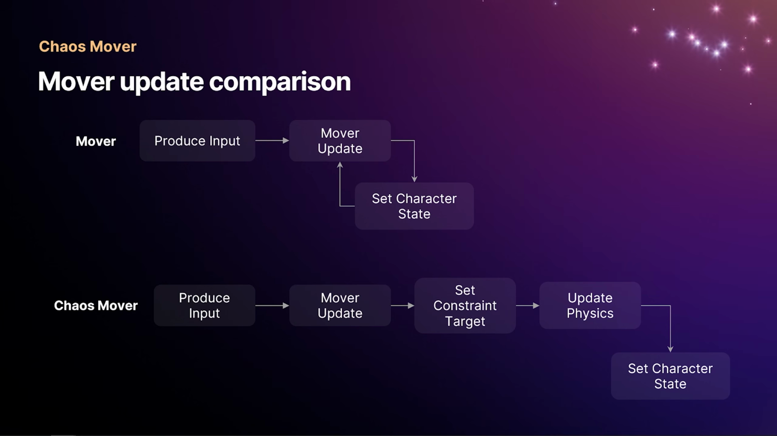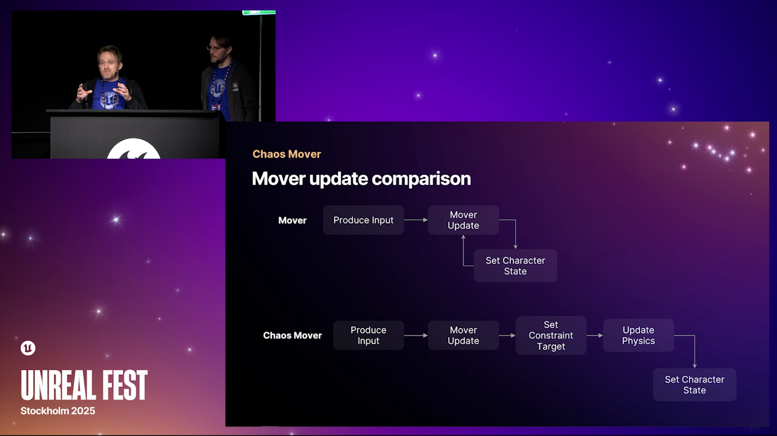So this is a very simplified diagram to explain how the Chaos Mover update differs from the regular mover update. So with the regular mover, you produce an input. So this is things like your pad input, your button press, and that goes to the mover simulation update. That produces a target position and orientation for the character, and then you set that state on the character directly.